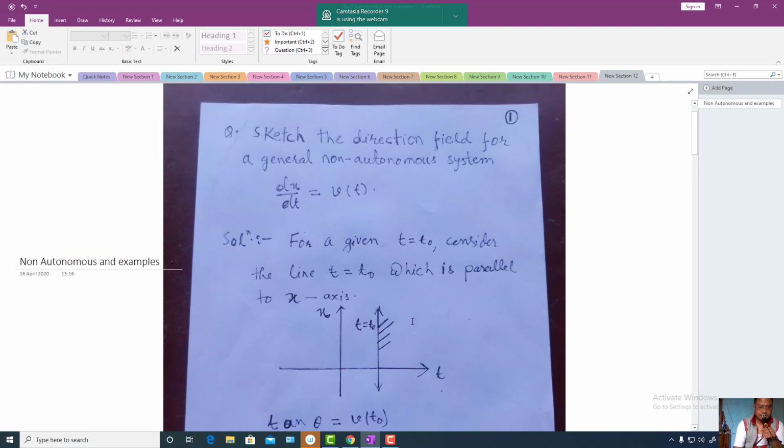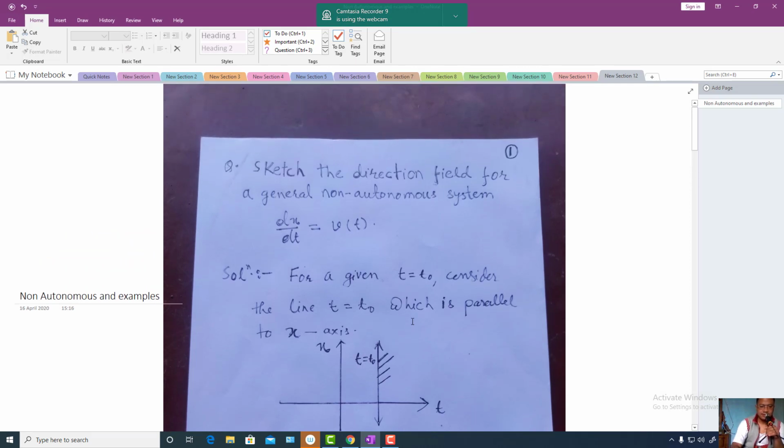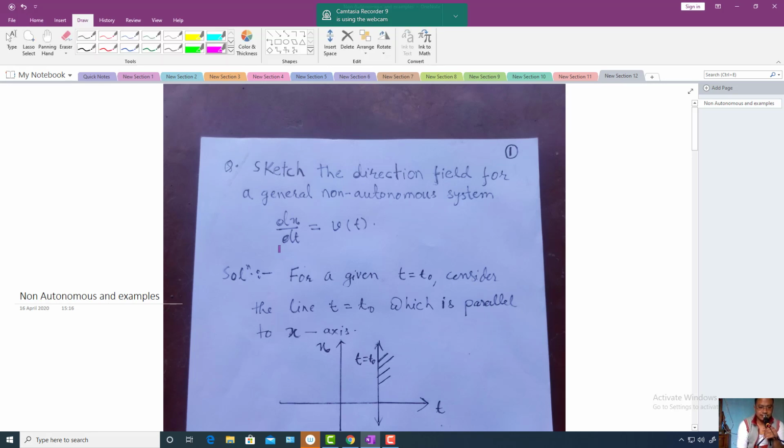non-autonomous systems. A general non-autonomous system is given by an equation of this type. Don't get confused, sometimes I am using dy by dx, sometimes I am using dx by dt. This is the time variable, and this is the phase line or phase space, the phase variable. It is very much similar to an autonomous dynamical system.